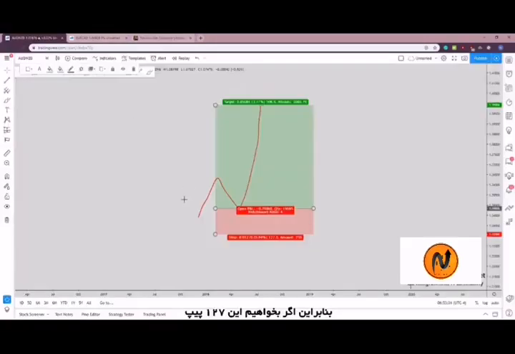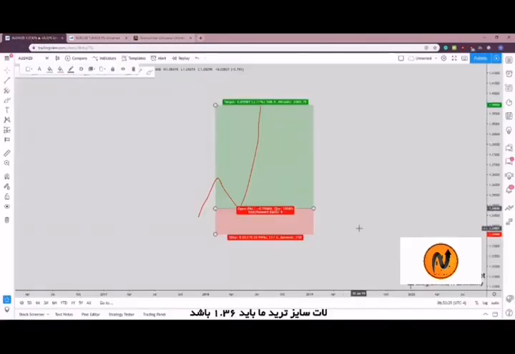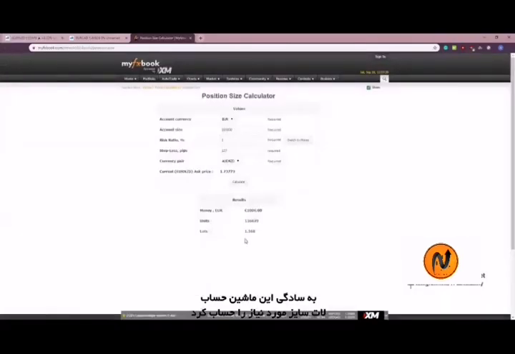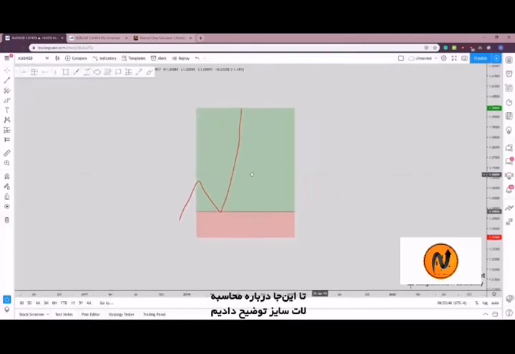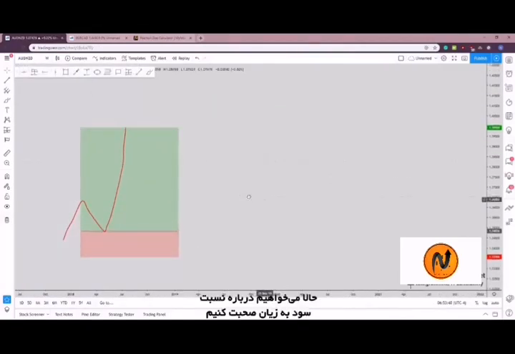So basically, if we want this 127 pips to be 1% of our account, or in other words, we want it to be a $1,000 risk, then what we need to do is regulate our lot size to be 1.36 lots, how the calculator has just given us. Very simple concept. Now, another rule about this is how you're supposed to calculate your lot size.